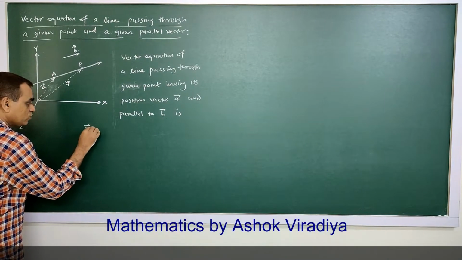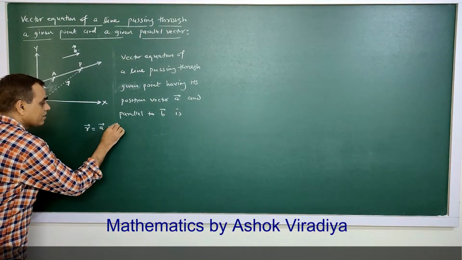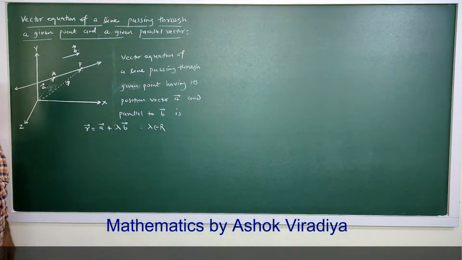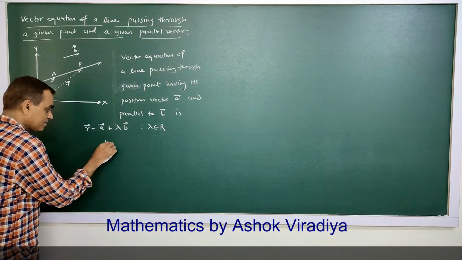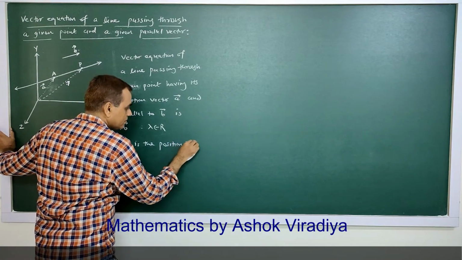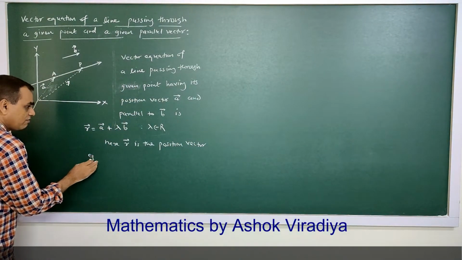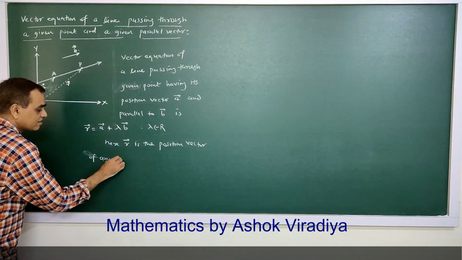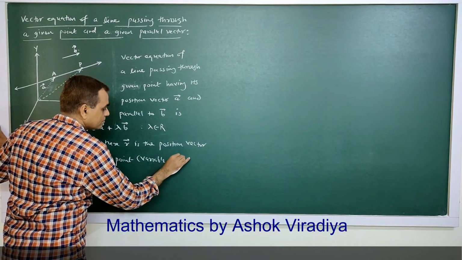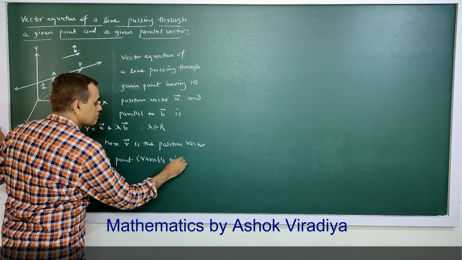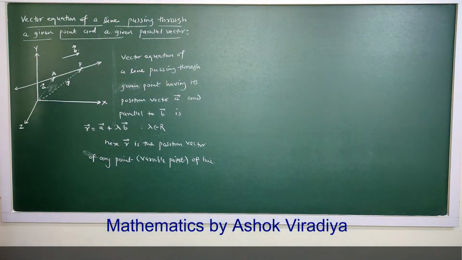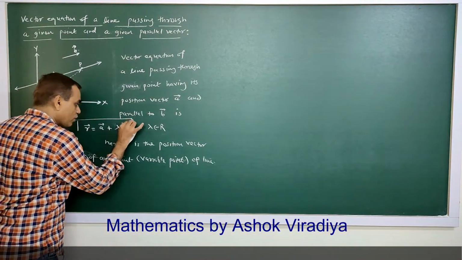vector R is equal to vector A plus lambda times vector B, where lambda belongs to R. Lambda is any real number, and here vector R is the position vector of any point, or we say variable point, of the line. So this is the vector equation.